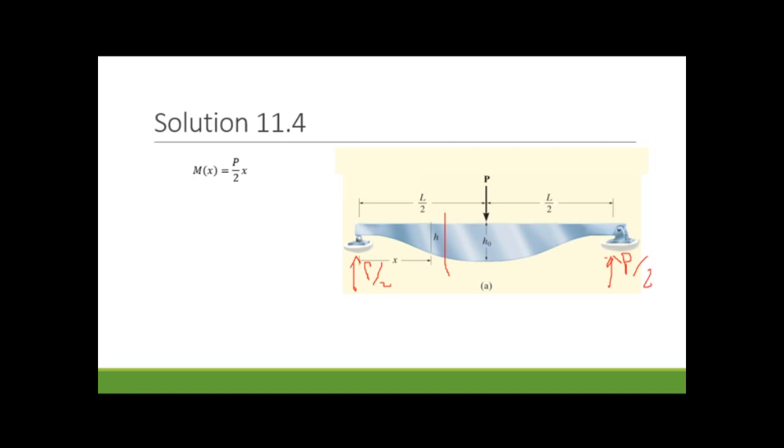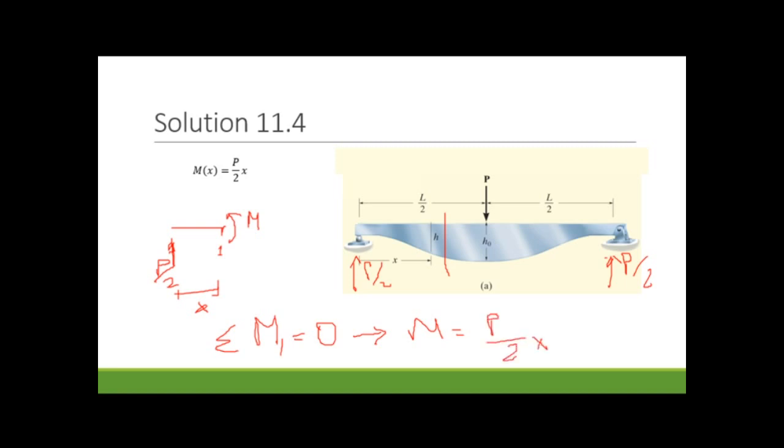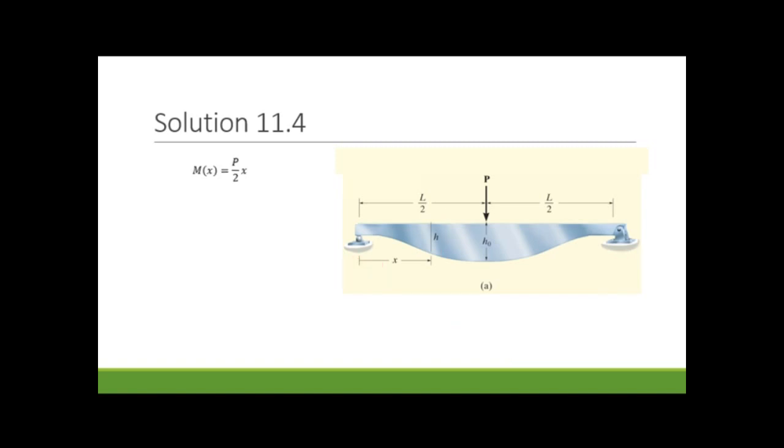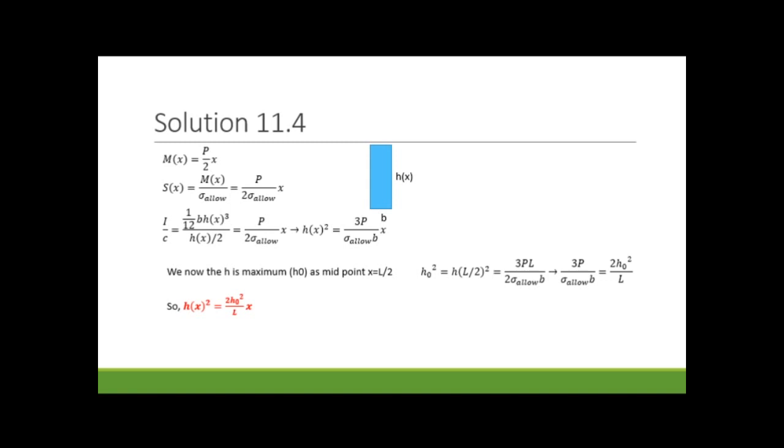If I take a cross section anywhere on the beam, like this, this is the moment, this is P over 2, and this is x. I define this as section 1-1. If I take the sum of moments about section 1 equal to 0, I can easily find M is equal to P over 2 times x. This is exactly what I need. So we already know Mx.